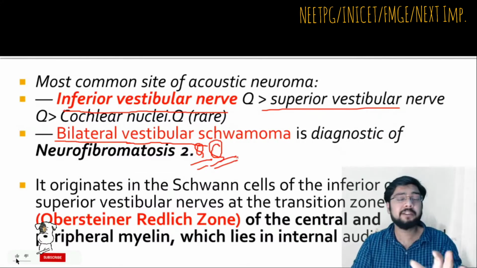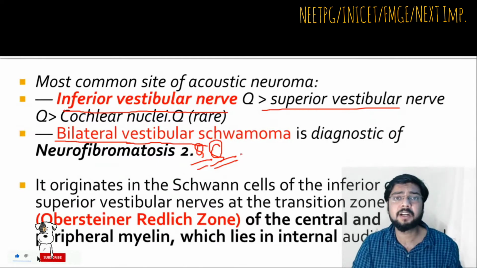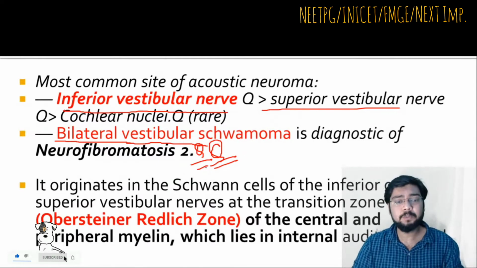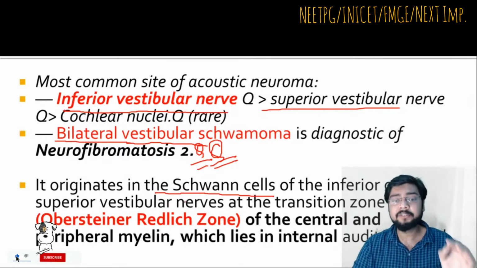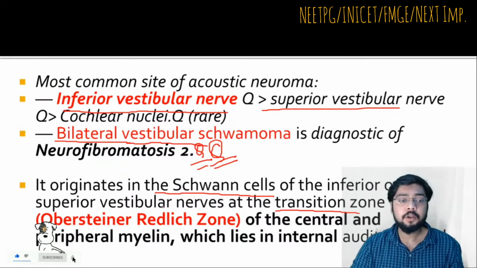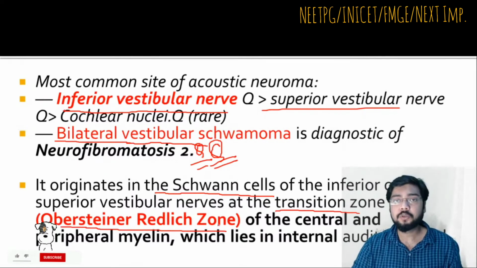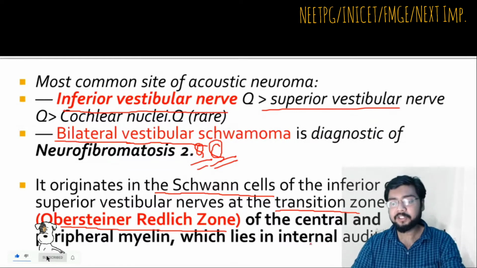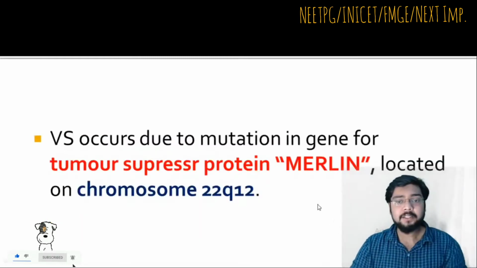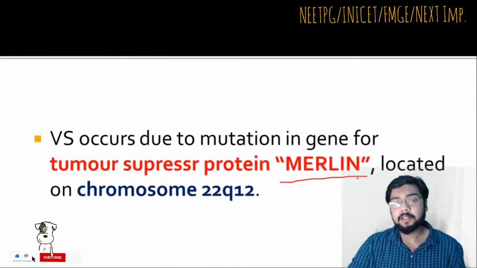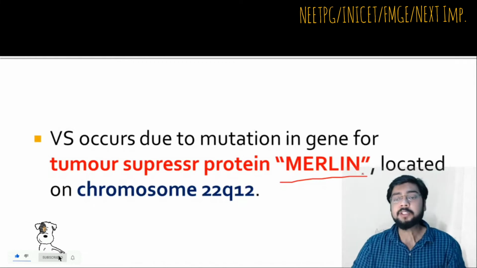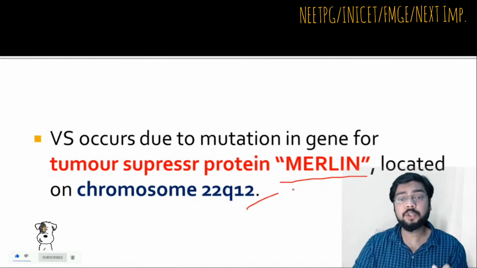And you know this neurofibromatosis thing is very, very important with regard to exams like NEET PG and INICET. It originates from the Schwann cells of the inferior or superior vestibular nerve at a very important zone called the Obersteiner-Redlich zone, which lies in the peripheral myelin. The gene that is responsible is Merlin, right? It occurs due to mutation in a gene located on chromosome 22q12.